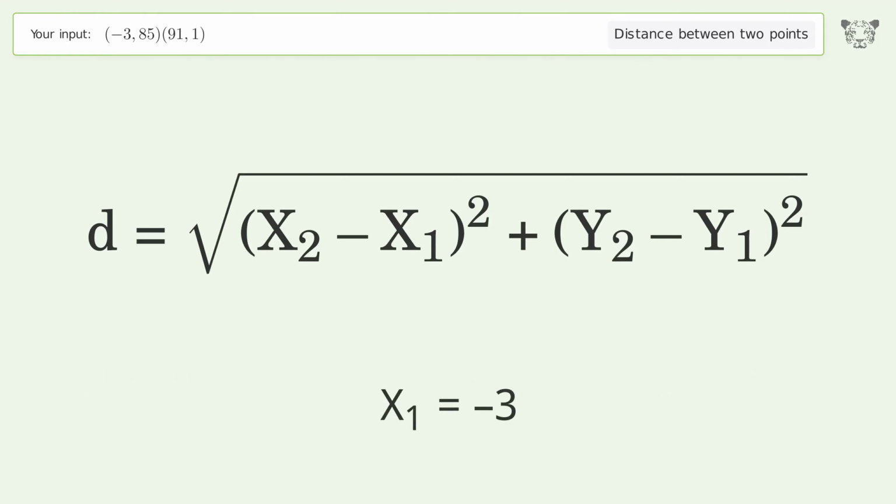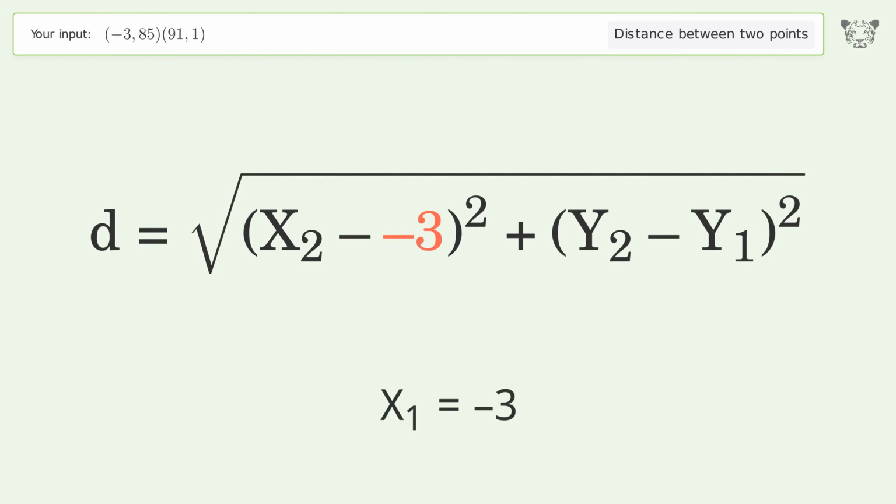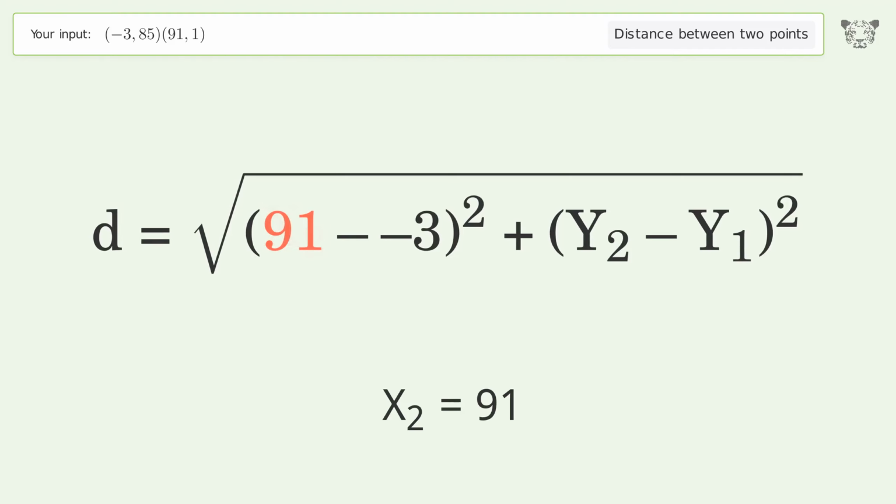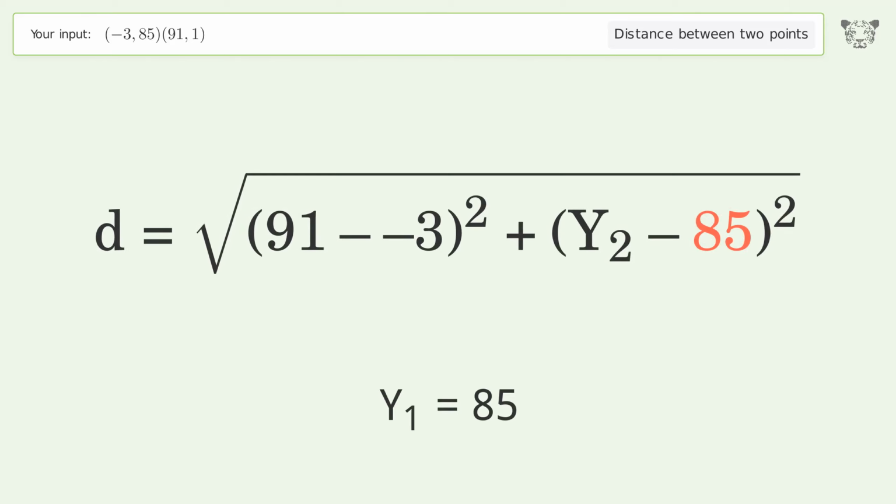x1 equals -3. x2 equals 91. y1 equals 85. y2 equals 1.